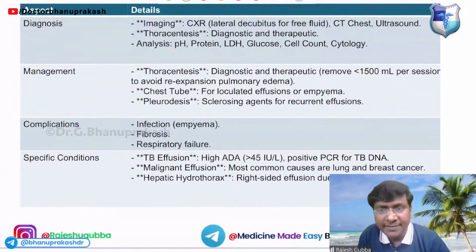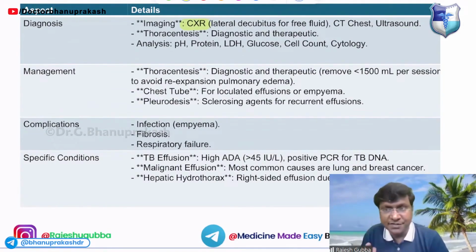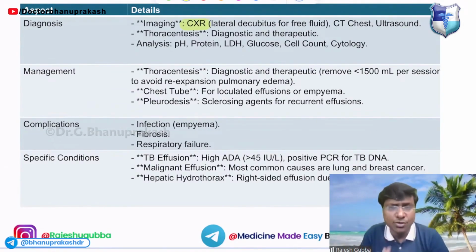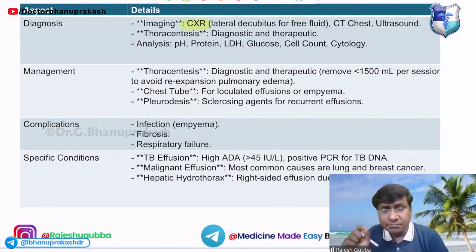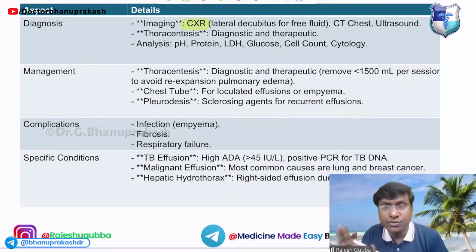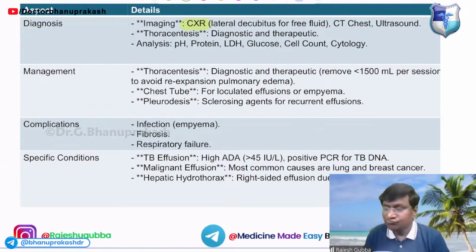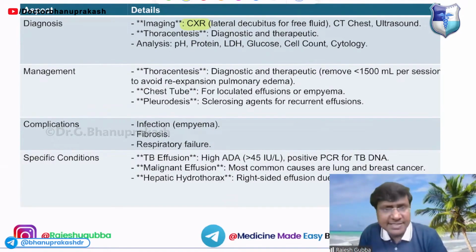And if you take the imaging in these individuals, first and foremost, chest X-ray. Chest X-ray is considered as first line investigation. And what is that you will notice in the chest X-ray? You will notice that there is blunting of the costophrenic angle. That is the earliest sign. Then what are the other features that you will have in the chest X-ray? You will have presence of homogeneous opacity, presence of Ellis S-shaped curve, and shift of the mediastinum to the opposite side, right?